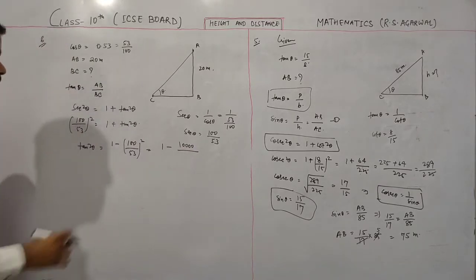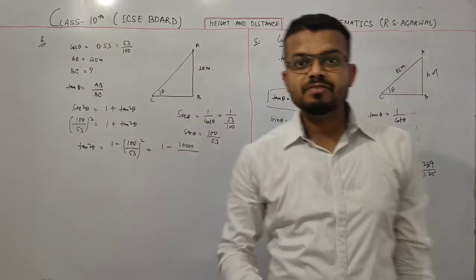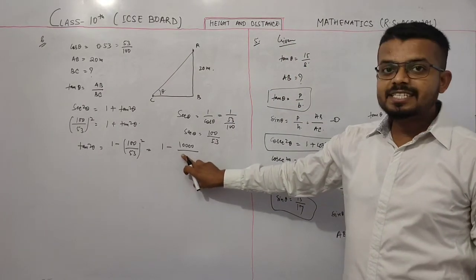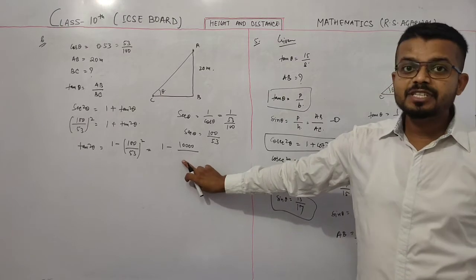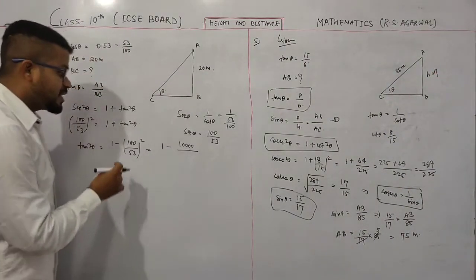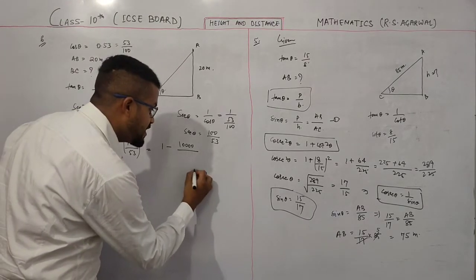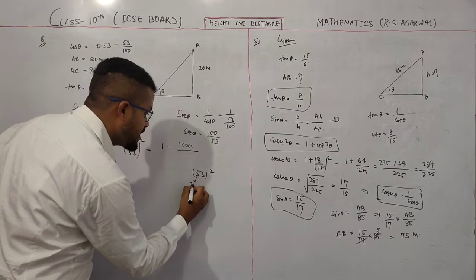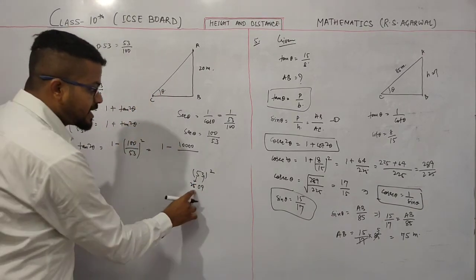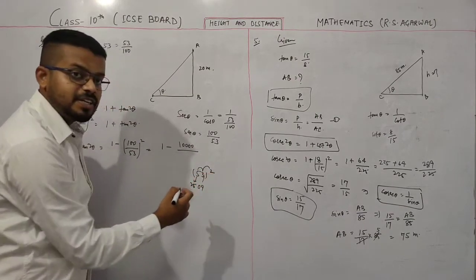And how do you get the value of 53 square? I already discussed this in our video on how to speed up your calculation. How do you get 53 square? Simply write here 53 square: 5 square is 25, 3 square is 09. Always take two digits and multiply: 5 times 3 is 15, into 2 is 30.